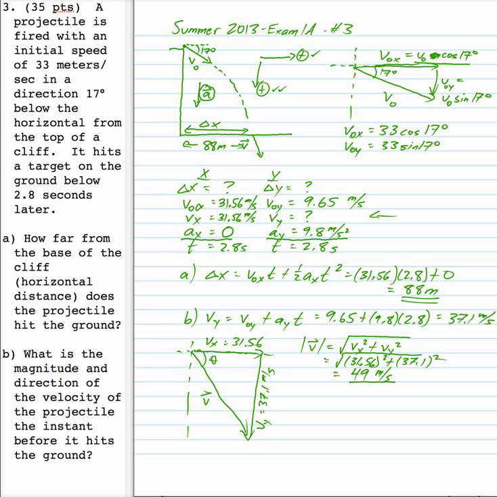Looking at the problem statement, I'm given two significant figures throughout. And then to find the angle theta, theta is the inverse tangent of opposite over adjacent. That's the y component over the x component, so that's 37.1 over 31.56. My calculator tells me that's 49.6 degrees, which I'm going to round to 50 degrees below plus x. Right, my calculator gives me the 50 degrees. My common sense gives me the below plus x. So I've got the magnitude and direction of the final velocity, and I'm done.